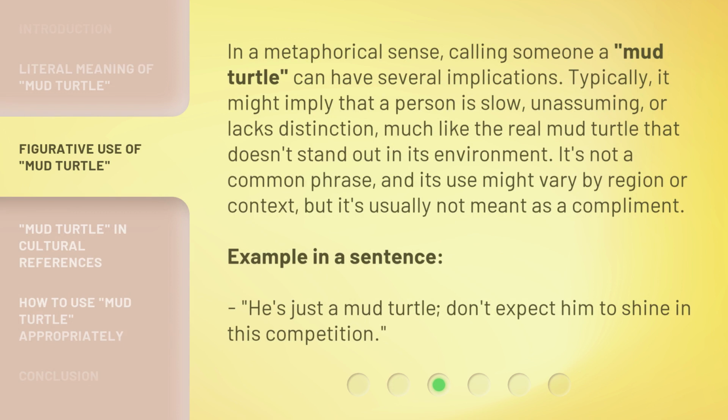In a metaphorical sense, calling someone a mud turtle can have several implications. Typically, it might imply that a person is slow, unassuming, or lacks distinction, much like the real mud turtle that doesn't stand out in its environment. It's not a common phrase, and its use might vary by region or context, but it's usually not meant as a compliment. Example in a sentence, he's just a mud turtle. Don't expect him to shine in this competition.